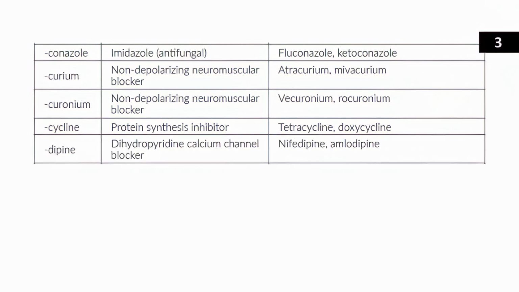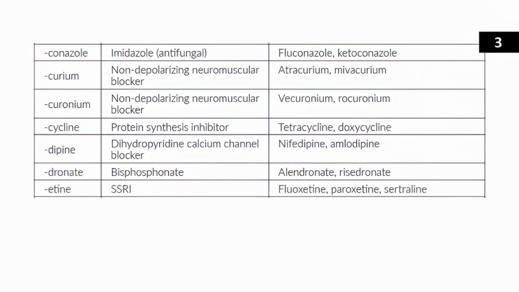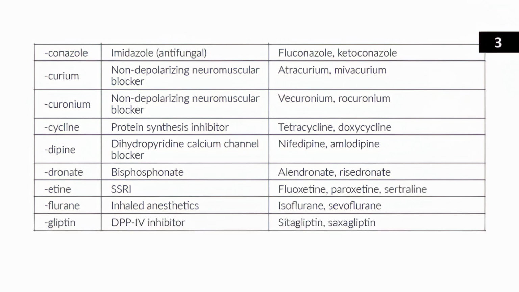Dipine are calcium channel blockers, specifically dihydropyridine calcium channel blockers like nifedipine or amlodipine. Dronates are the bisphosphonate drugs used to treat osteoporosis, like alendronate or risedronate. Tines are SSRI antidepressants like fluoxetine, which is Prozac, and paroxetine and sertraline. Flurane are the inhaled anesthetics like isoflurane and sevoflurane. Gliptins are DPP-4 inhibitors, which are a class of drugs used to treat type 2 diabetes. The examples of these drugs would be sitagliptin and saxagliptin.